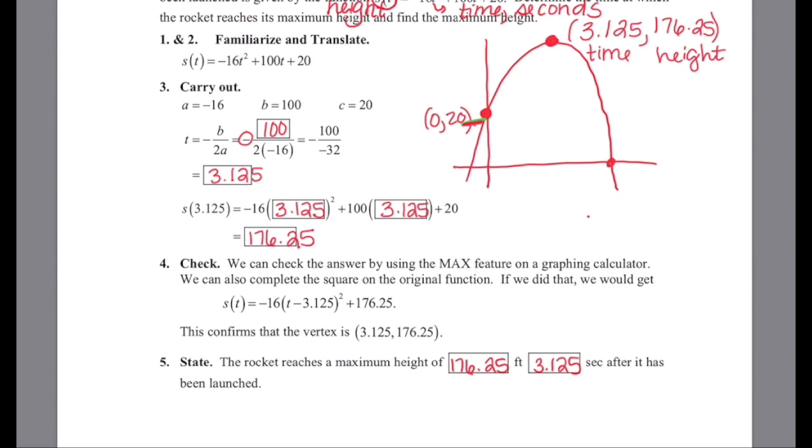Now think about what this part means. So it was launched 20 feet off the ground. So then this point must represent ground level. So at ground level, how many seconds have passed from the time it was launched to the time it hits ground level? And that's just a little added piece, something to think about. But that concludes our lesson today on analyzing graphs of quadratic functions.